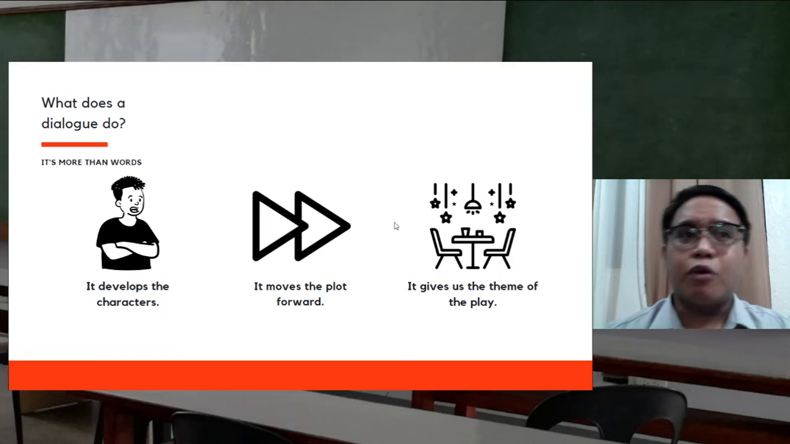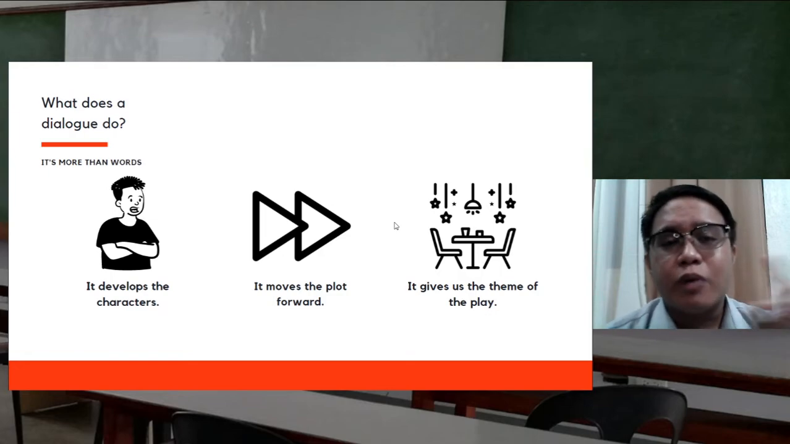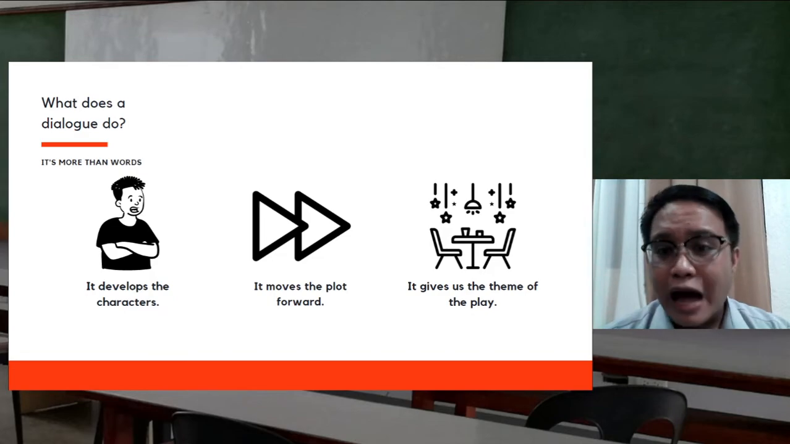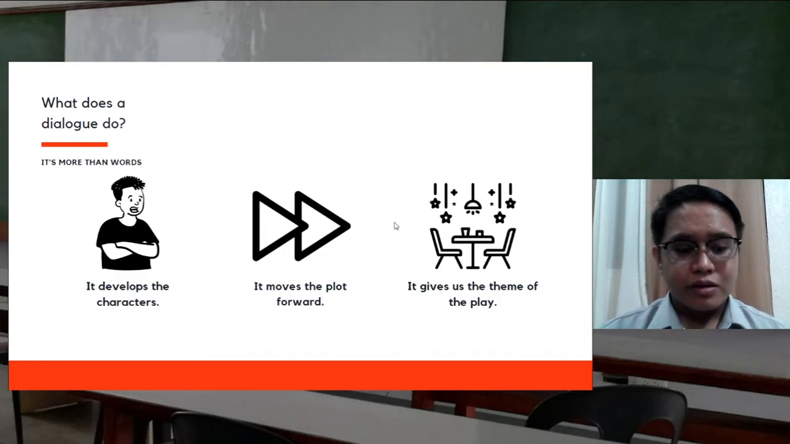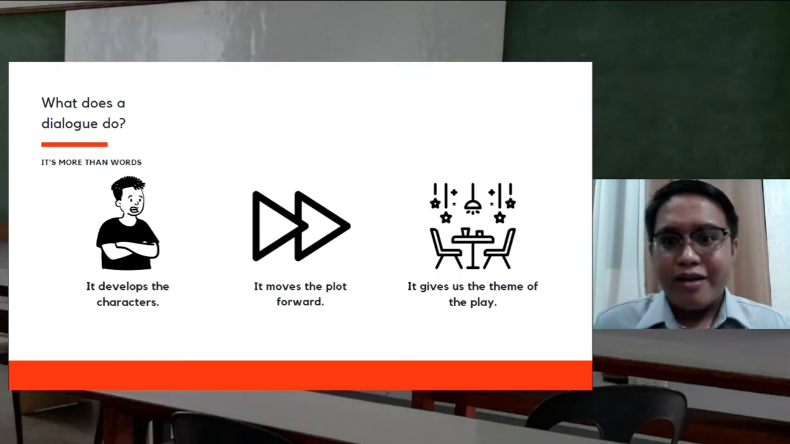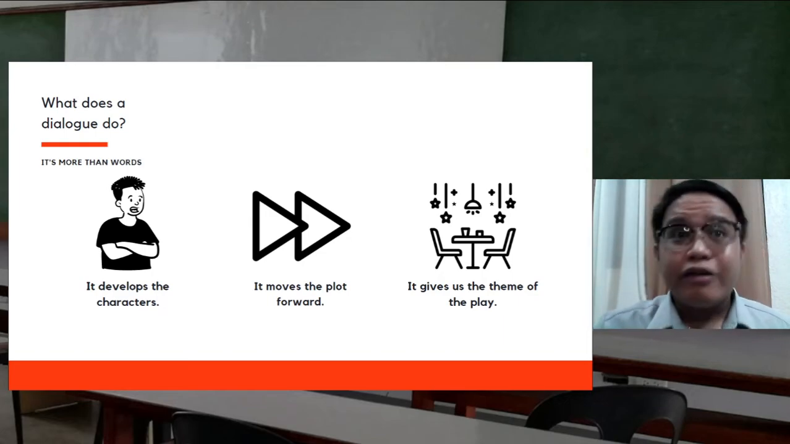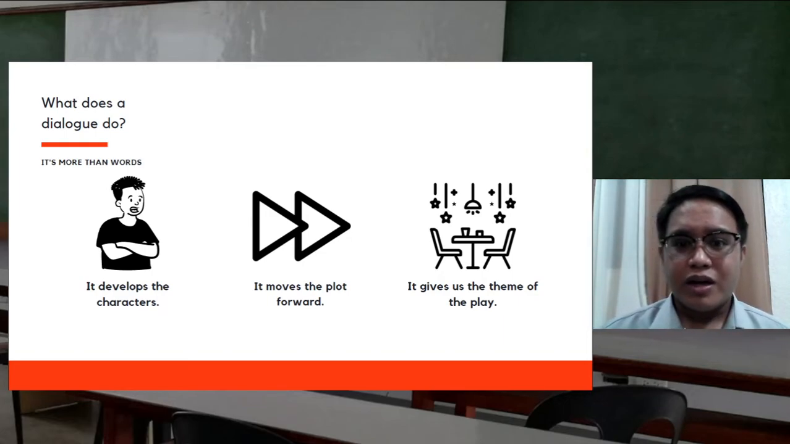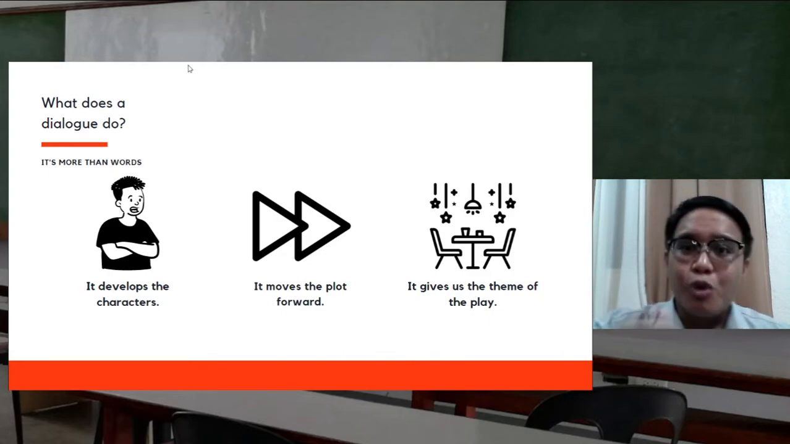Next, it moves the plot forward. Imagine this is one of the most important elements of drama. Because without the dialogue, what would happen? The characters would just be standing around. And they're not saying anything. They're just standing there on stage. They're just walking there. They're just getting stuff. They're not speaking. Okay? There are mime plays, but the impact is different when there is speaking. Okay? Because it moves the plot forward. There is a plot, there is a story being followed.